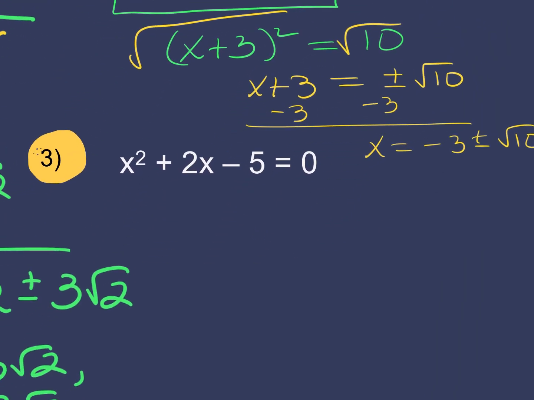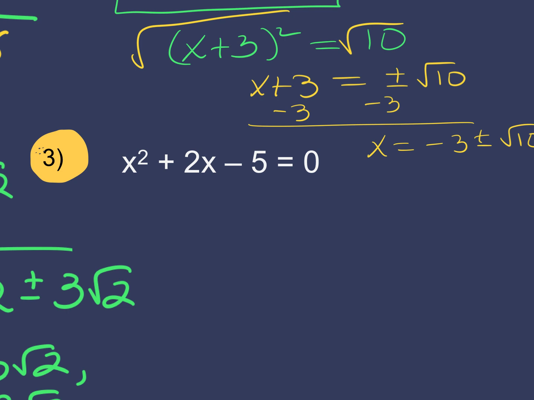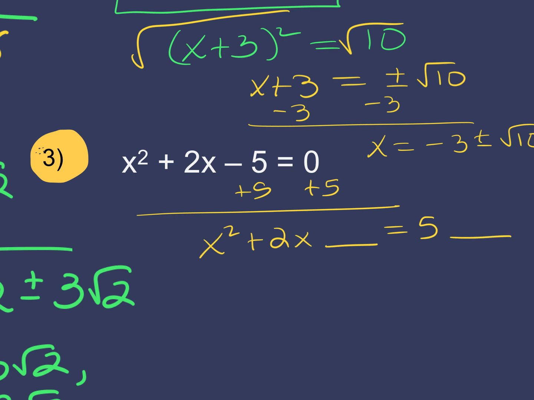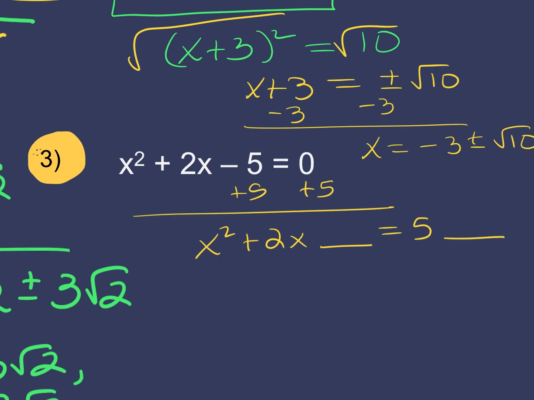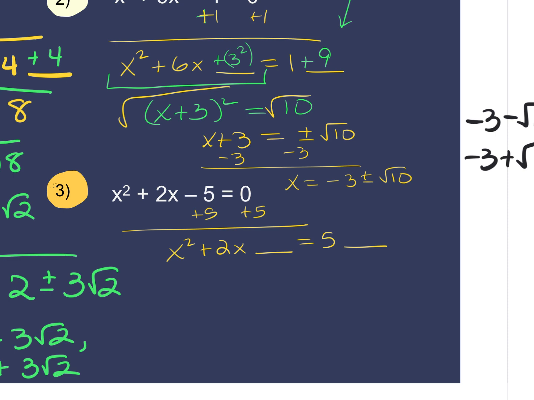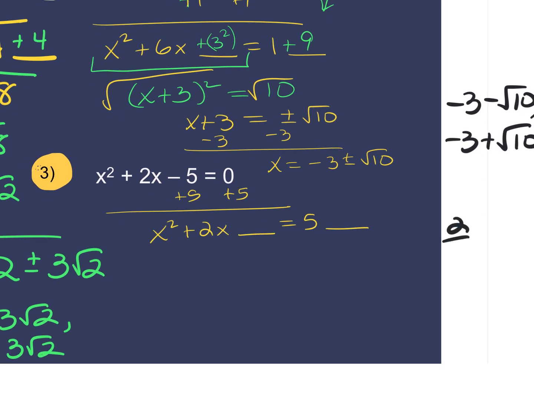We're going to move the constant to the other side. So I'm going to add 5 to both sides. Going to set up my x squared plus 2x, blank space, 5, blank space. What I'm filling in the blank space is my b term divided by 2. So my b term is 2. 2 divided by 2 is 1. So 1 squared, which just equals 1. So what I'll fill in here is I'm going to show it as a 1 squared. And then here it's just plus 1.